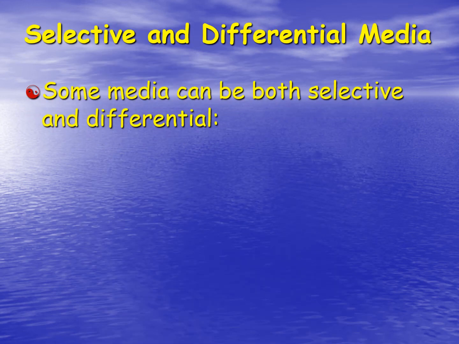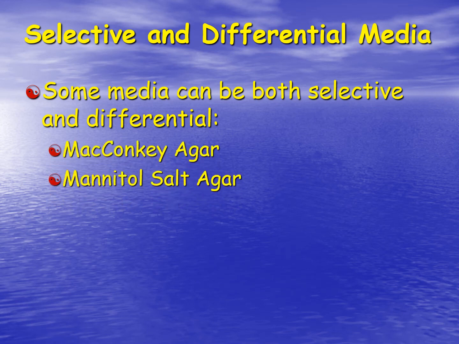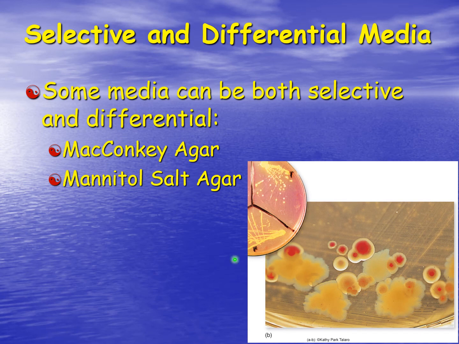Now, some medias can be both selective and differential at the same time. Some of these are the MacConkey agar and the mannitol salt agar, and this is what we're talking about. I can see that there are differences here between these three different bacteria, but we also can see that certain other ones are not growing. For example, all three of these may be gram negatives, but in the original sample there was a gram positive, and it is not growing on this. So they're both selective and differential at the same time.